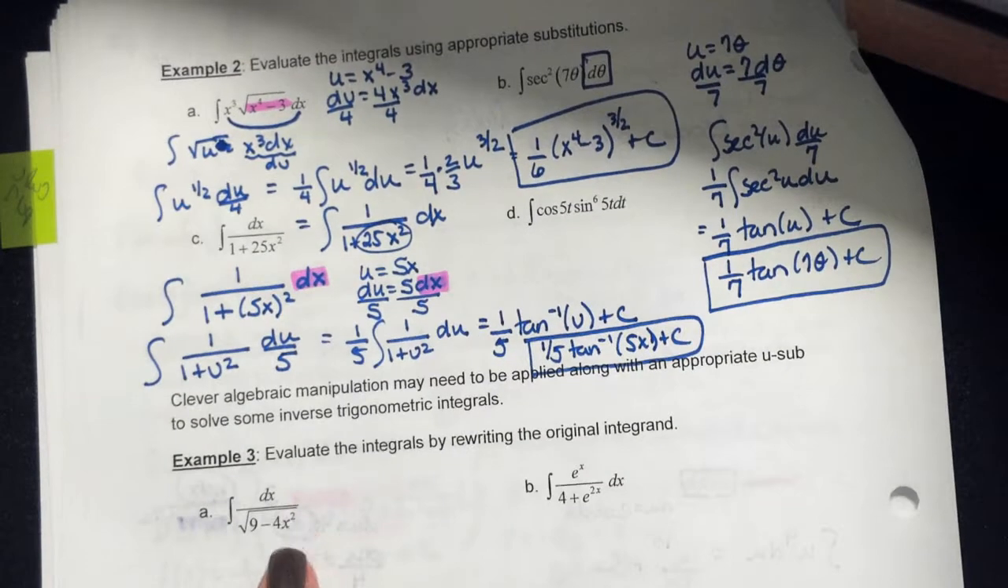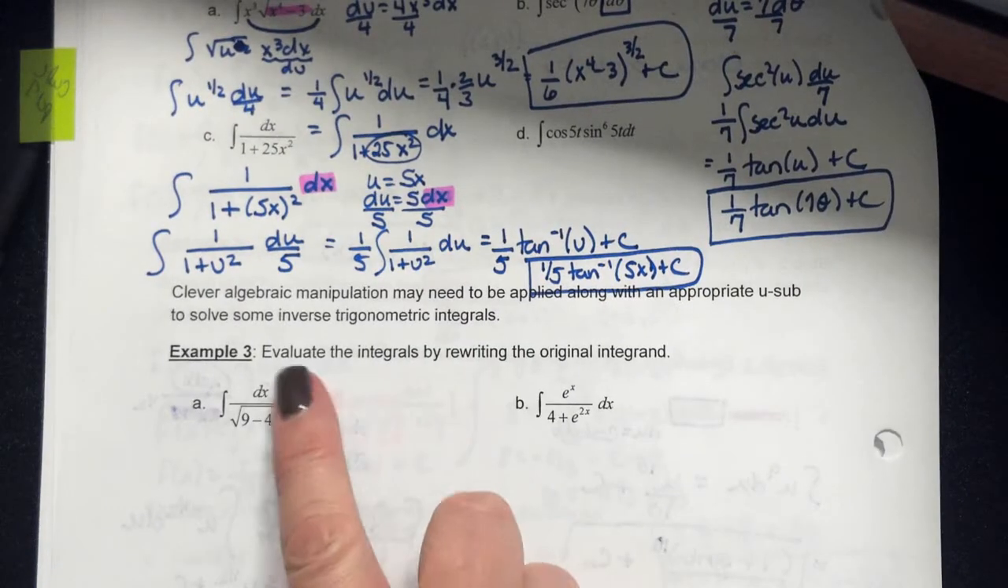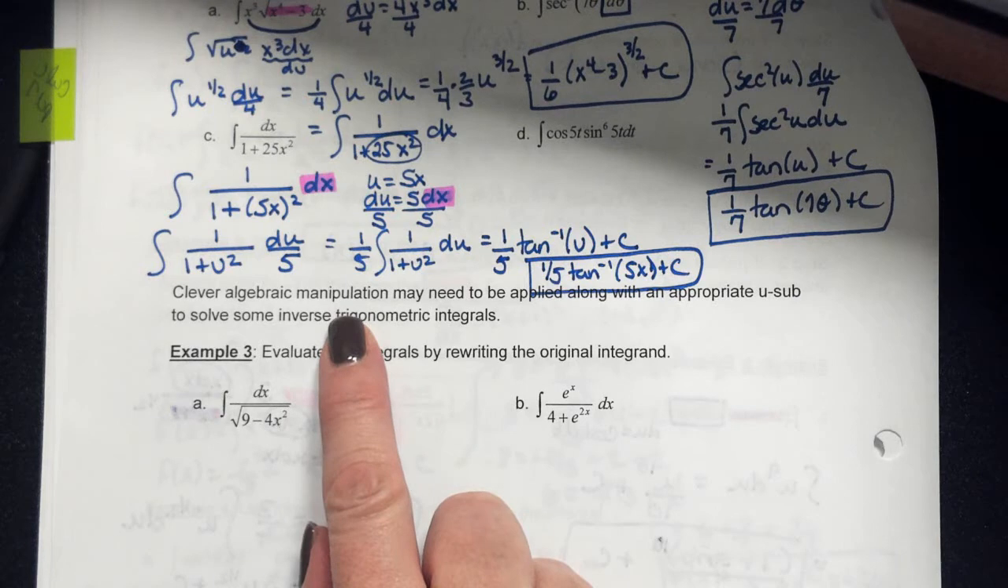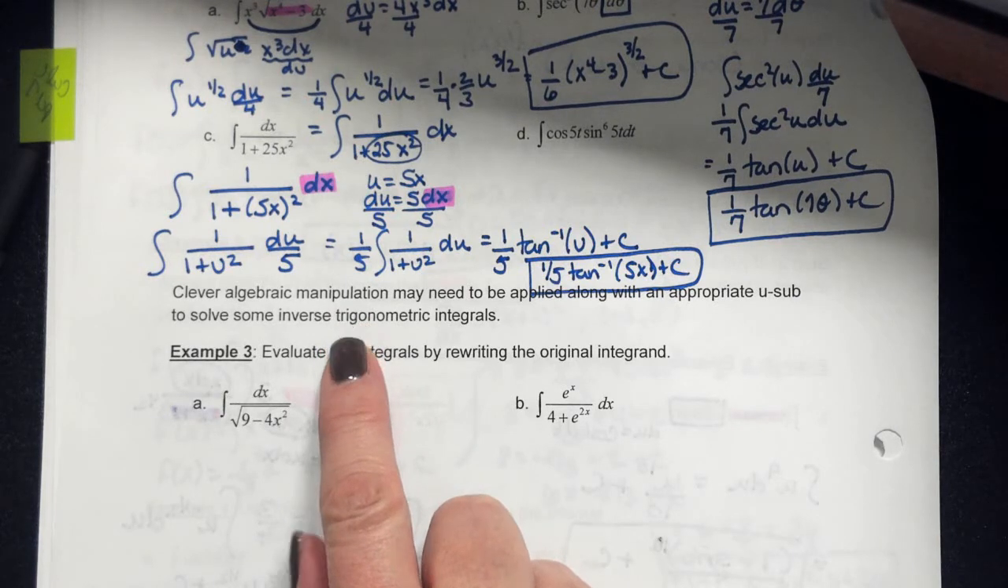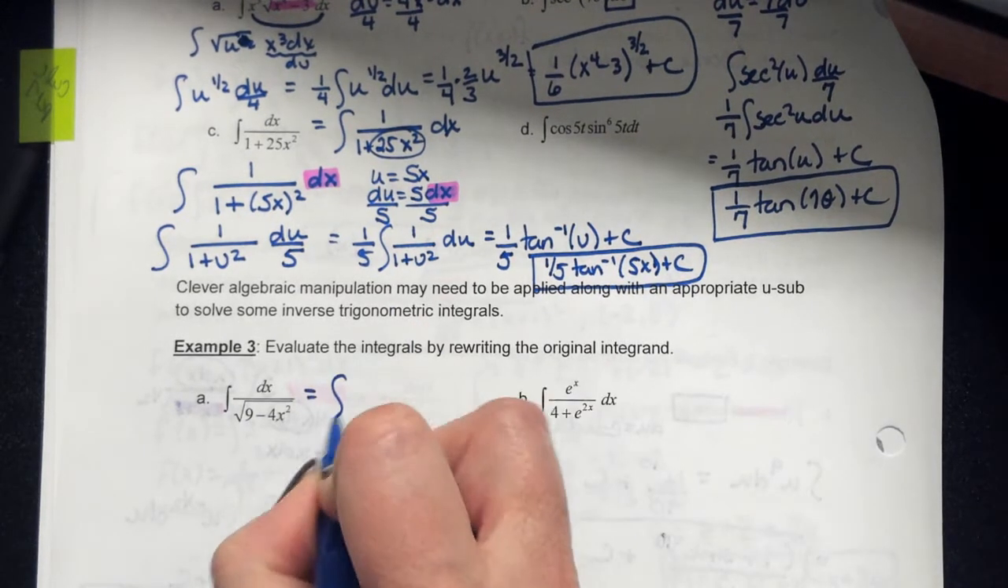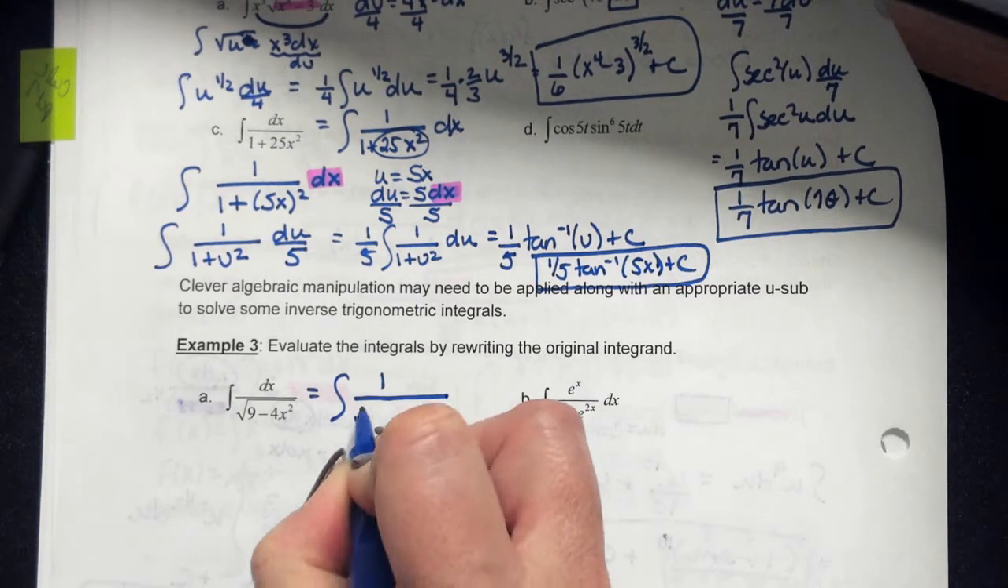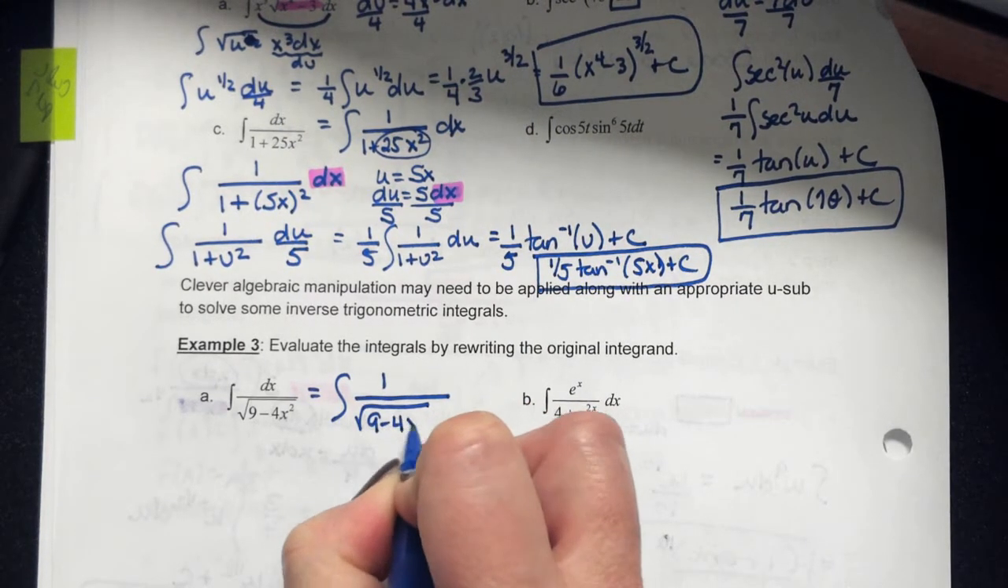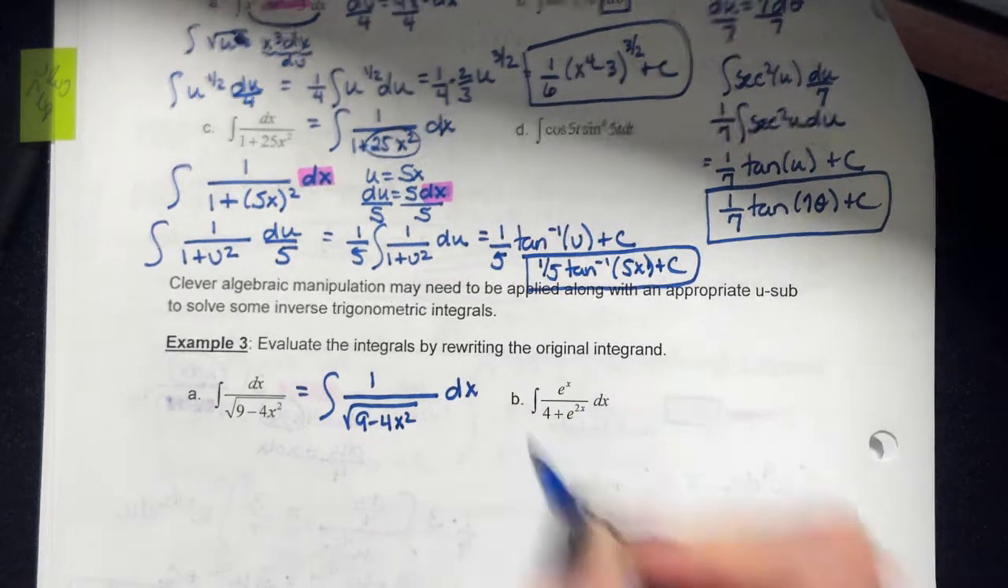We did a little bit, so this is the trig ones. Like I mentioned, sometimes you have to do some algebraic manipulation when it comes to inverse trig. So let's take a look at 3a. We have the square root of 9 minus 4x squared. First of all, remember that dx in the numerator, you could rewrite this as 1 over the square root of 9 minus 4x squared dx.